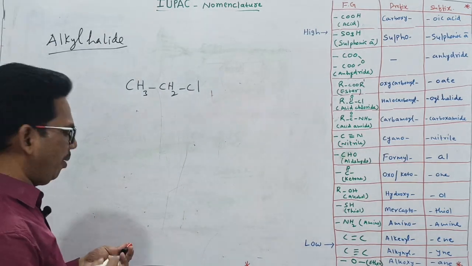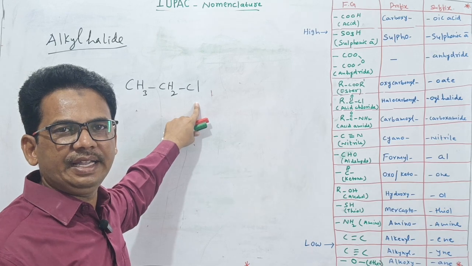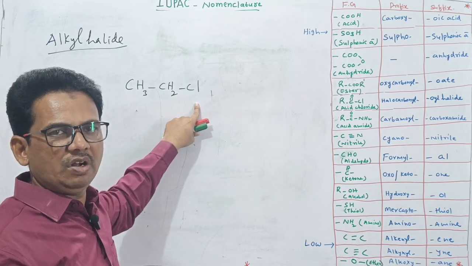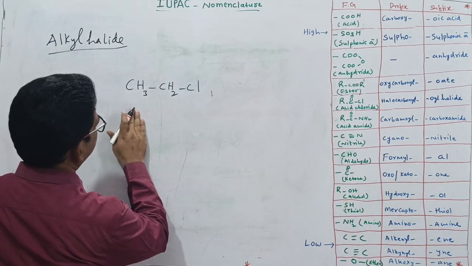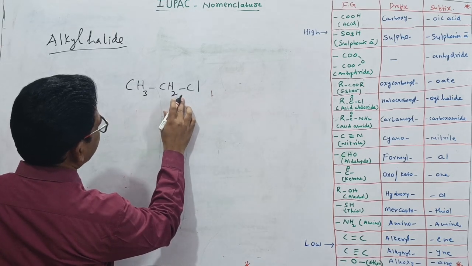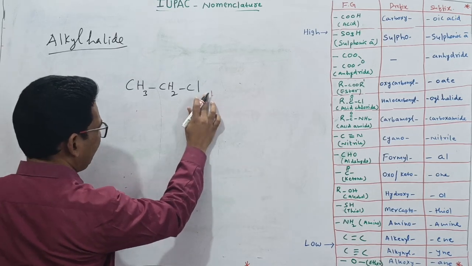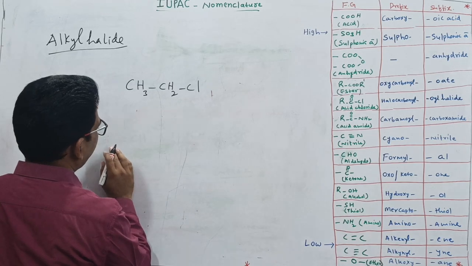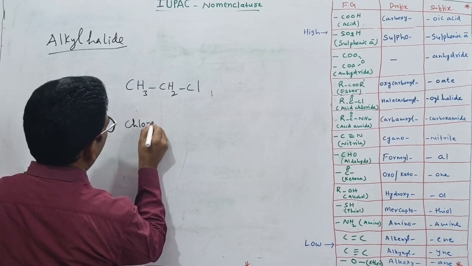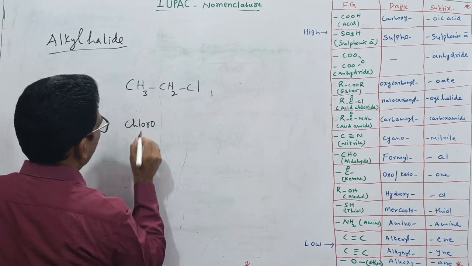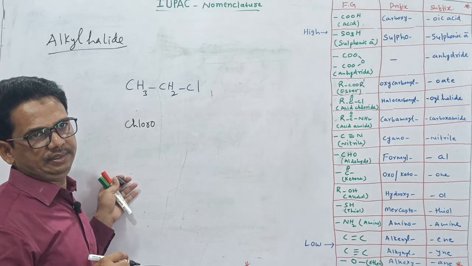Whenever halogen is present in any compound, according to the IUPAC, we write the halogen as the prefix, means before the word root. Then see, in this case, chlorine is present at the first position. That's why no need to mention the numbering when it is present at the first position. Okay, then how will I write the name for this one? I have to write the halogen as the prefix, chloro. For the halogen, the prefix will be chloro, bromo, iodo, like that.